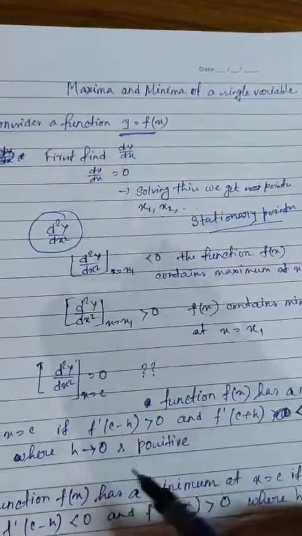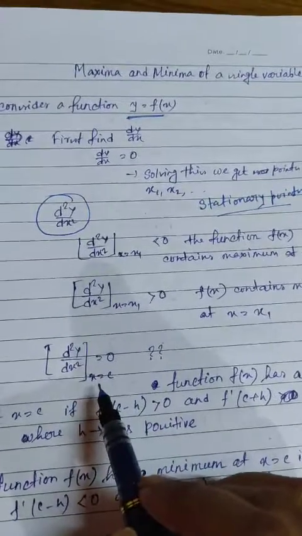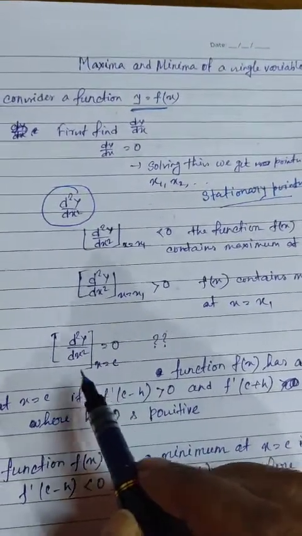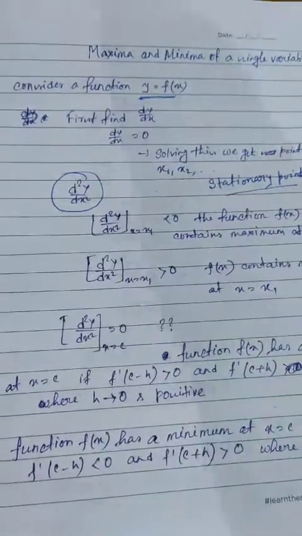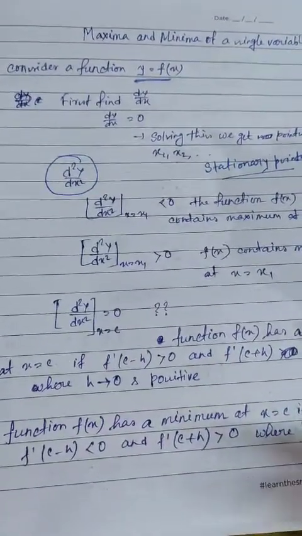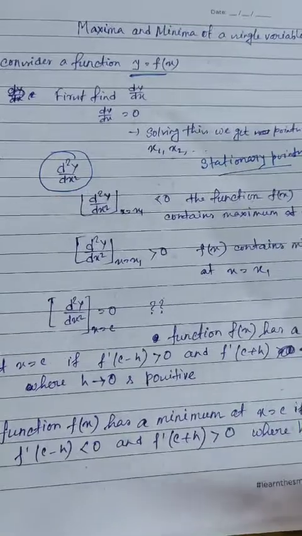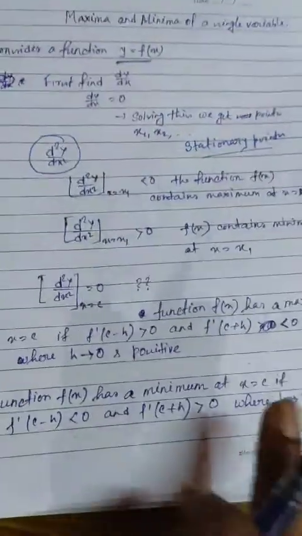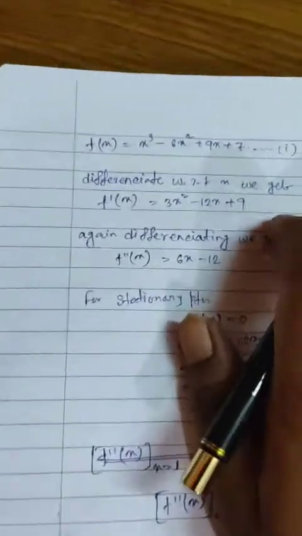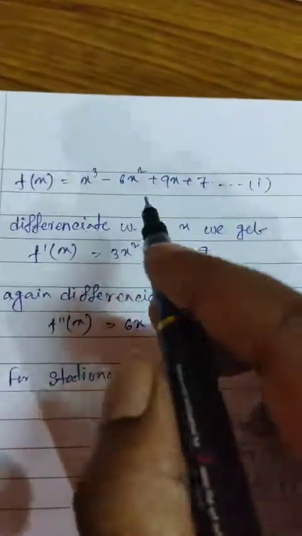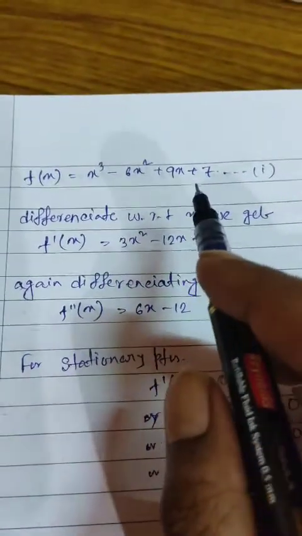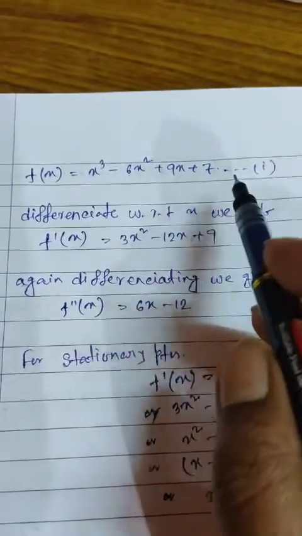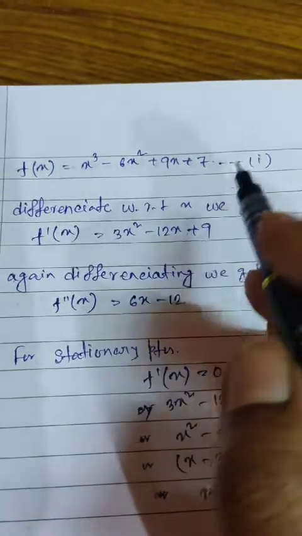Then we will discuss the case when at the stationary point the second order derivative is equal to 0, then how can we find the maxima and the minima of a function? So let us see. So see here we consider one function f of x is equal to x cube minus 6x square plus 9x plus 7, which I give as number 1.